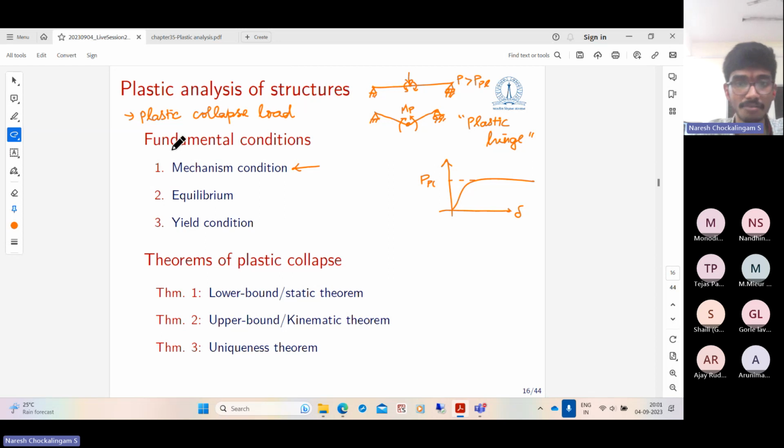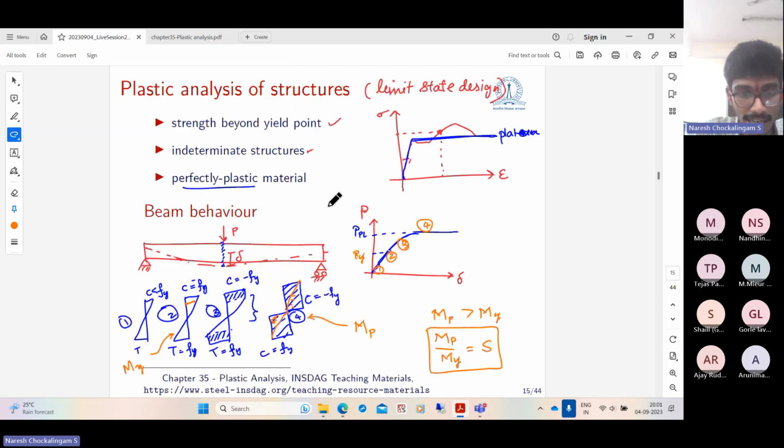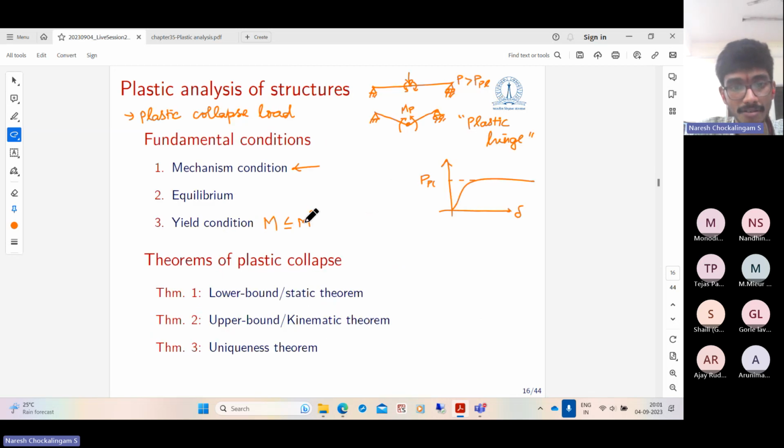Third is the yield condition. What does the yield condition say? The bending moment in any cross section is always less than or equal to the plastic moment. These are the important conditions; it cannot exceed, right? As I said, when the entire section has become plastic, the stress cannot increase. The cross section dimensions are the same. So the moment resisted by that section cannot increase any further. So the maximum value of the bending moment is MP.